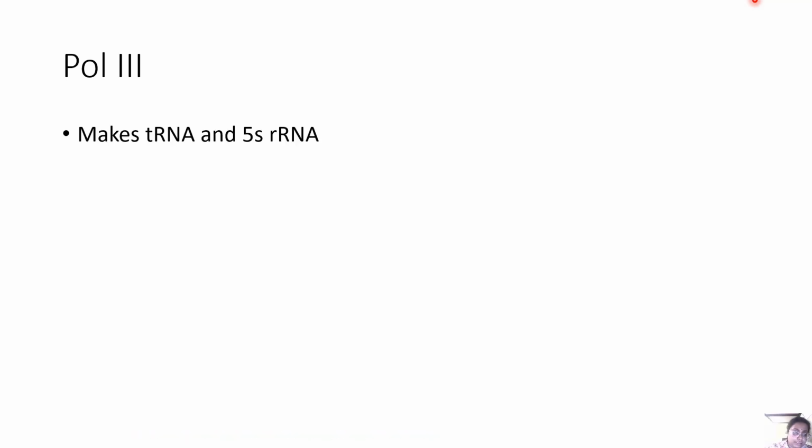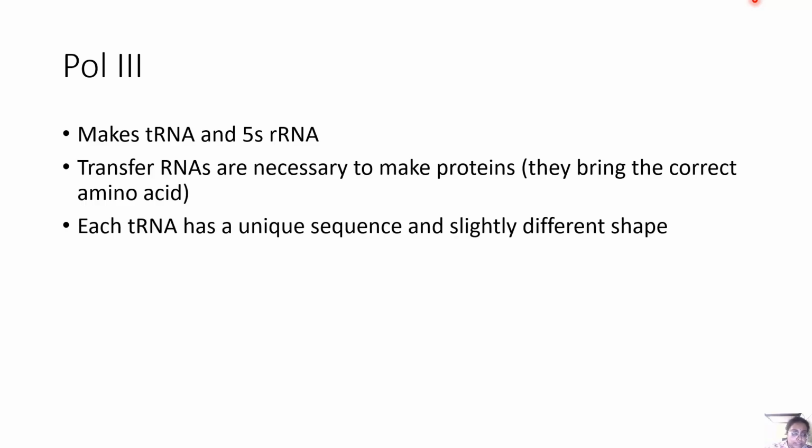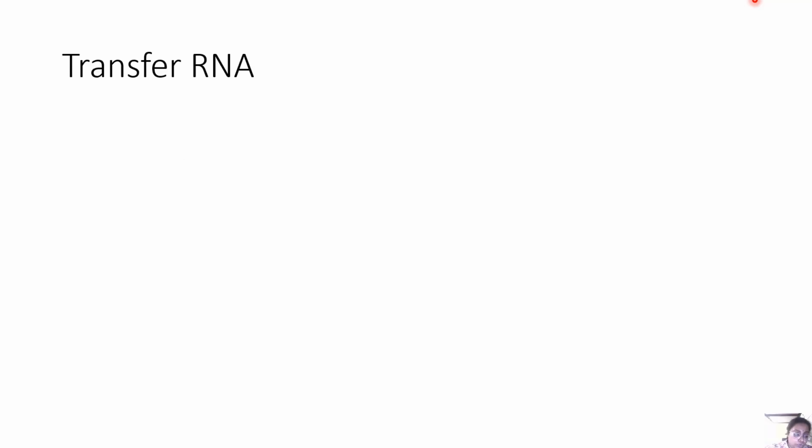Now, Pol 3 makes tRNA and 5S RNA. Transfer RNAs are necessary to make proteins. They bring the correct amino acid. Each tRNA has a unique sequence and slightly different shape. All are clover leaf shaped.